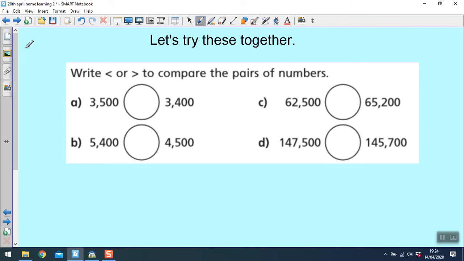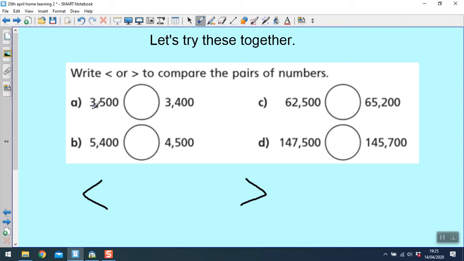Okay, let's try these together. Remember that the crocodile eats the biggest number. So if you have your symbol like this, the crocodile would be eating whatever was on this side. The biggest one would be on this side. And if your symbol was like this, the crocodile, the mouth, would be eating whatever was on this side, the biggest number. So write one of those symbols to compare the pairs of numbers.